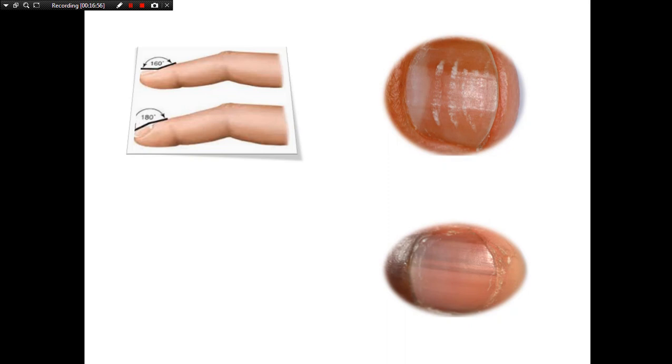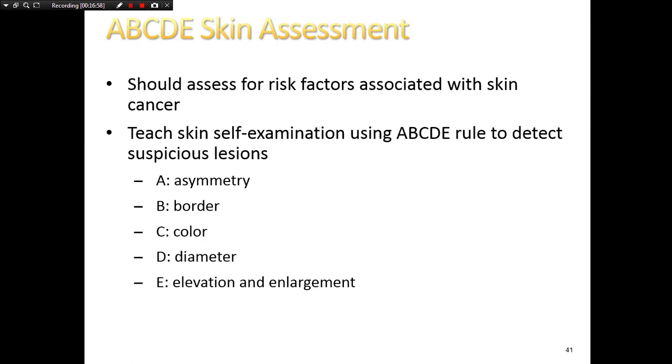All right, so anytime we see a mole or a nevus, we need to make sure we do an ABCDE skin assessment to determine, is this benign or could it be malignant? This is not only something we're going to assess, we're going to make sure our patients know how to do this as well. So I'd make sure that you're familiar with the skin assessment.